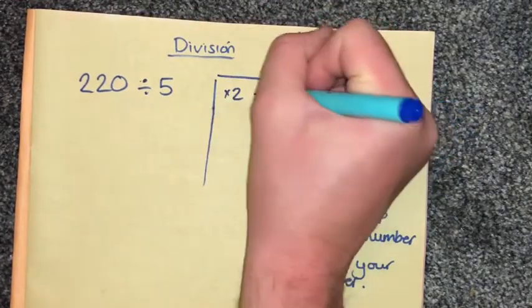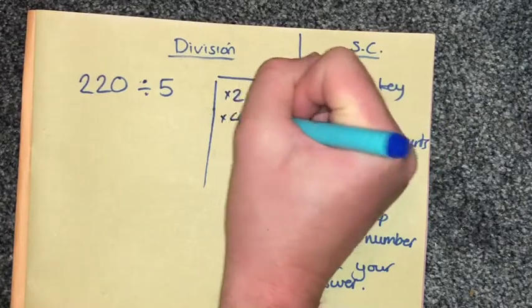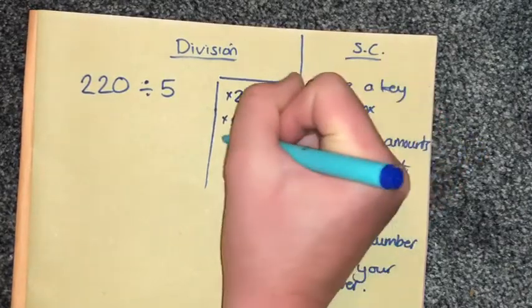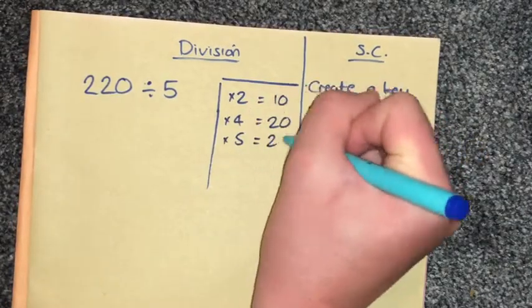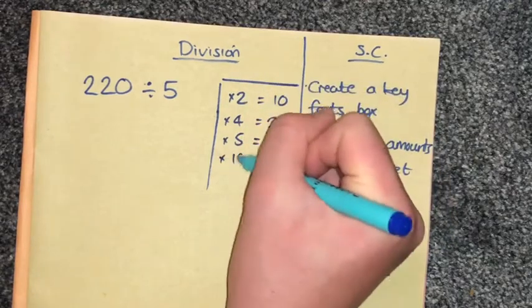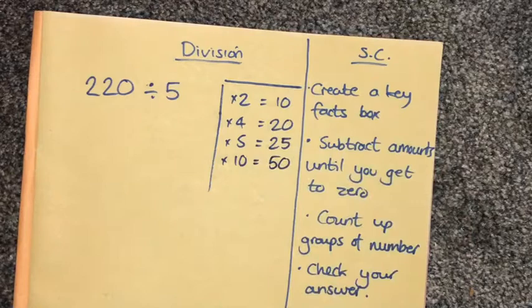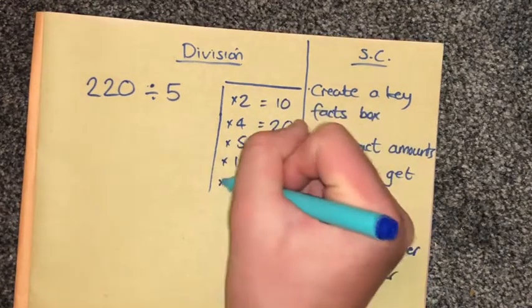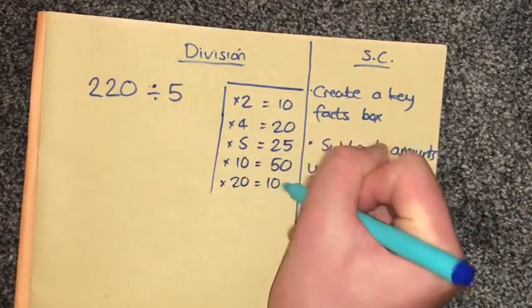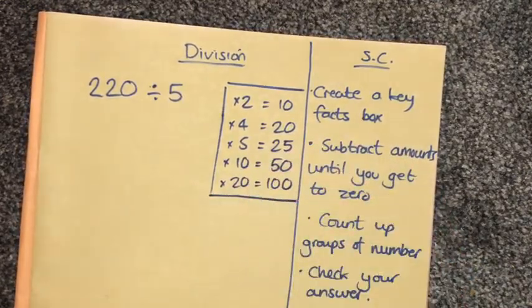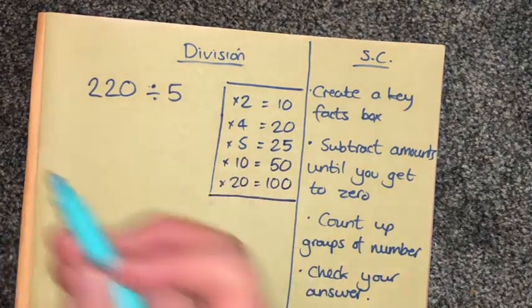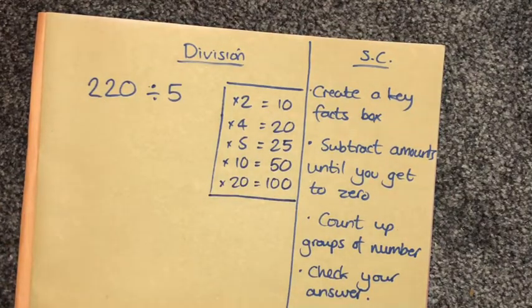5 groups of 2 is 10. 5 groups of 4 is 20. 5 groups of 5 is 25. 5 groups of 10 is 50. And that will probably do me for now. Actually, let's just do 20 lots. Is 100. Now, if that's my key facts box, what I need to do now is take away lots from that 220, take away lots of 5, and see how many I can do.